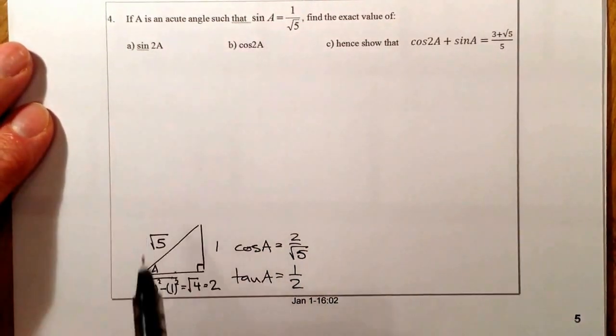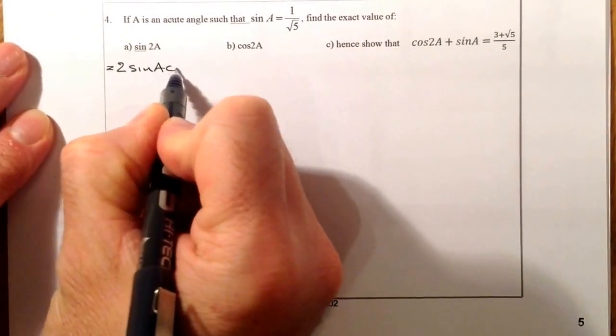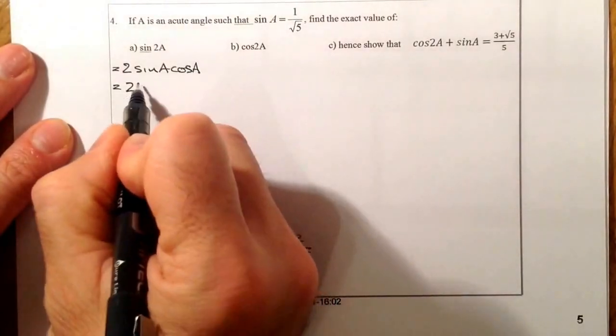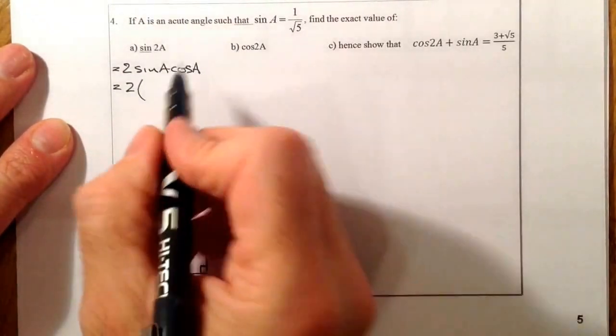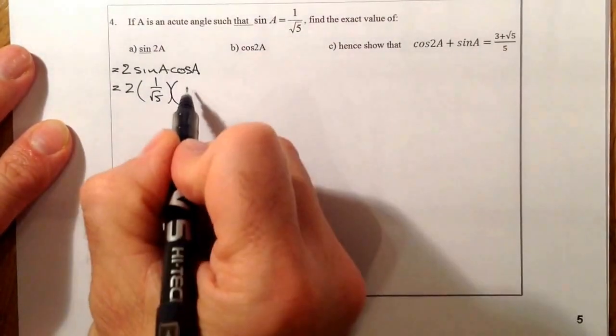So let's go for sin 2A. The expansion for that would be 2 sin A cos A. So let's substitute our values in. I've got 2 for sin A, I know that it's 1 over root 5. For cos A, I've got 2 over root 5.